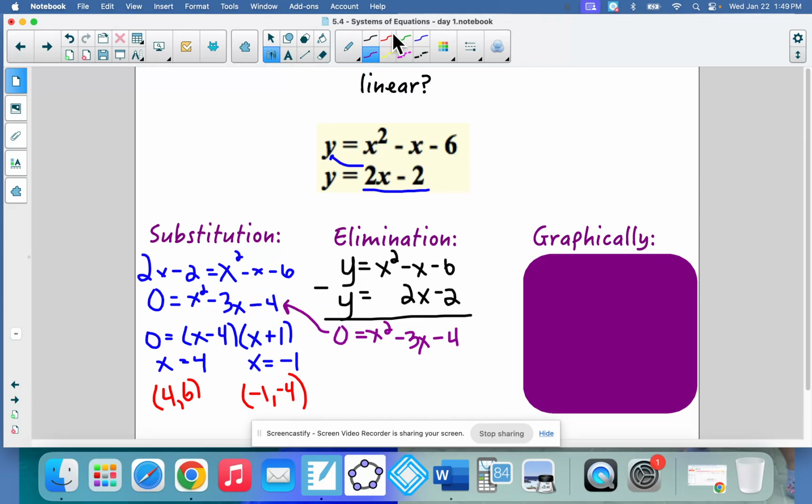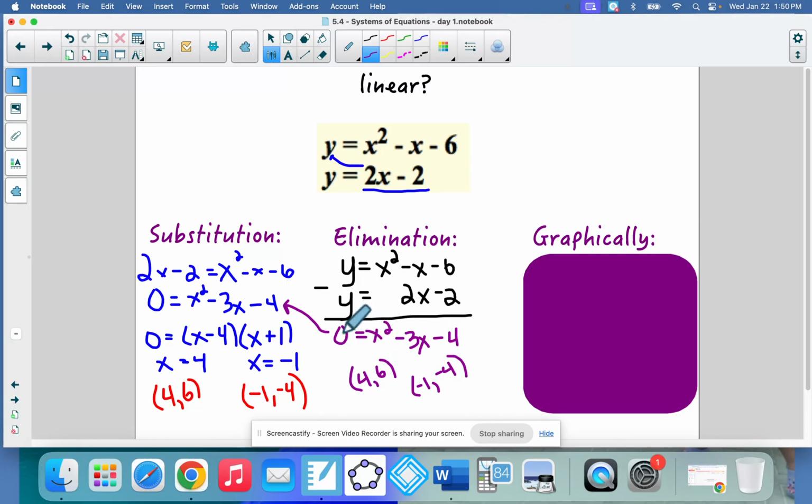I already factored it. You don't have to do it again. Just go right to your answers here and say, all right, well, I already did it. I got 4, 6, and I got negative 1, negative 4. And I'm fine if you guys do that on the homework questions if it says solve both ways.